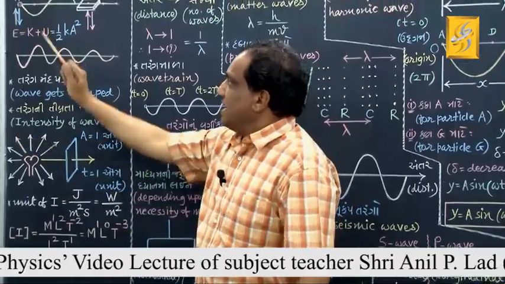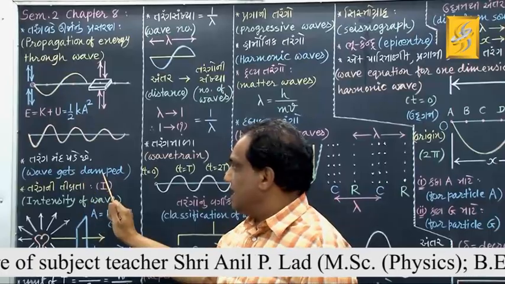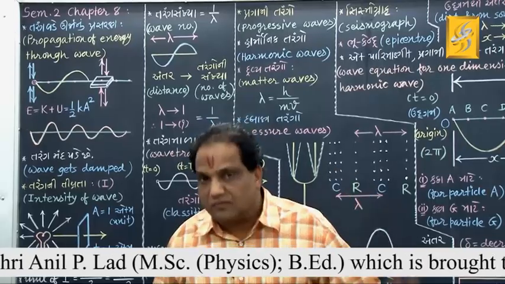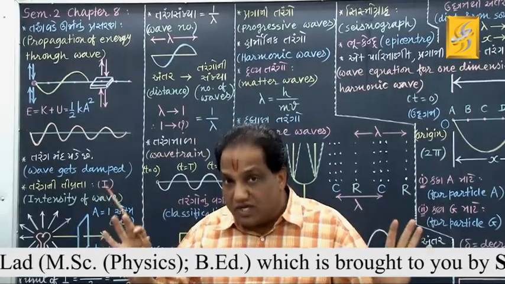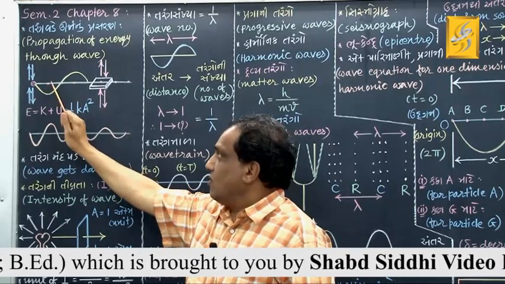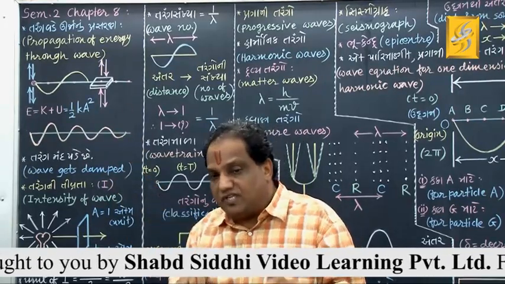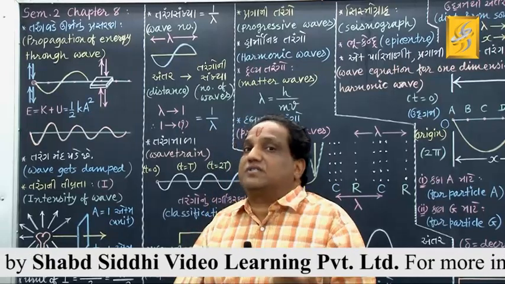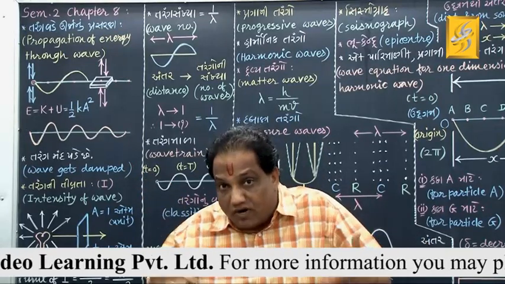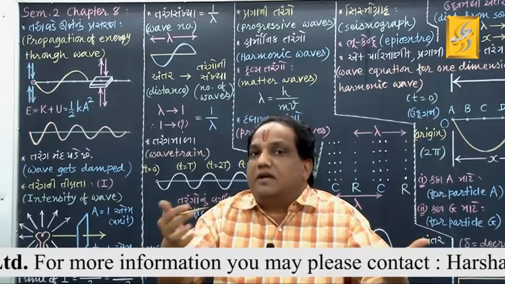Now what happens as this wave propagates ahead and ahead, we find that it is getting damped. Its amplitude goes on decreasing. Why does amplitude go on decreasing? Quite natural, because when this energy is propagating, all the particles are oscillating, but this medium in which the particles are oscillating offers some internal resistance to the oscillations of those particles. So in order to overcome that internal resistance, the oscillating particles have to spend their mechanical energy.